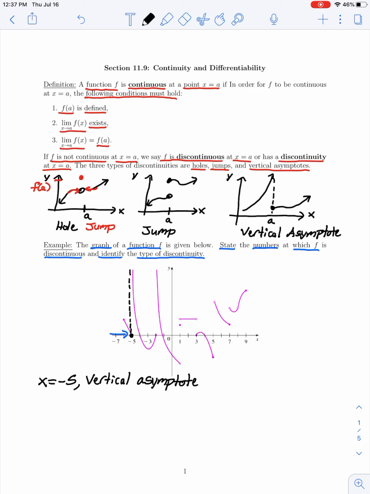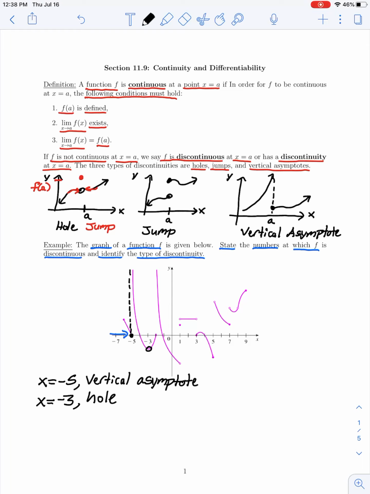Now, as we continue moving from left to right along the x-axis, the next value where it appears that we have a discontinuity would be x equals -3. It looks like we have a little hole in the graph of our function there. So at x equals -3, our function is undefined, so we would have a hole for the type of discontinuity.